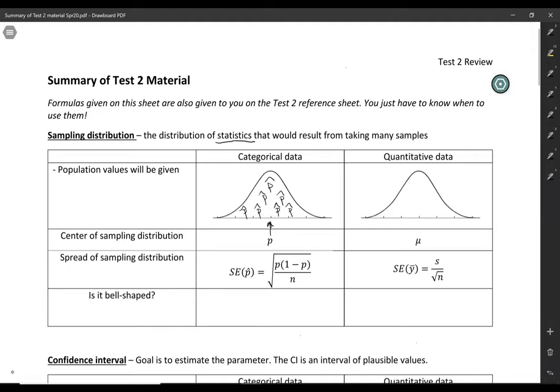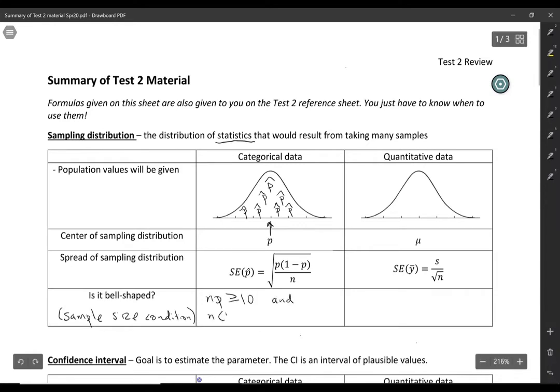And we also have information about whether or not it's bell-shaped. So this really just depends on the sample size. So deciding whether it's bell-shaped, you have to check the sample size condition. And for proportions, you want to check that n times p is at least 10 and n times 1 minus p is at least 10.